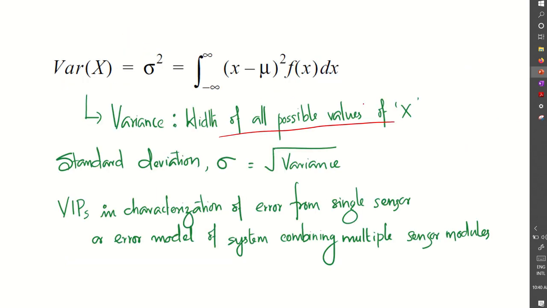So that is the integral from -infinity to +infinity of (x minus mu) the whole square times f(x) dx. Then standard deviation is the square root of variance. Okay. So these are the VIPs in characterization of error from a single sensor or the error model of the system.